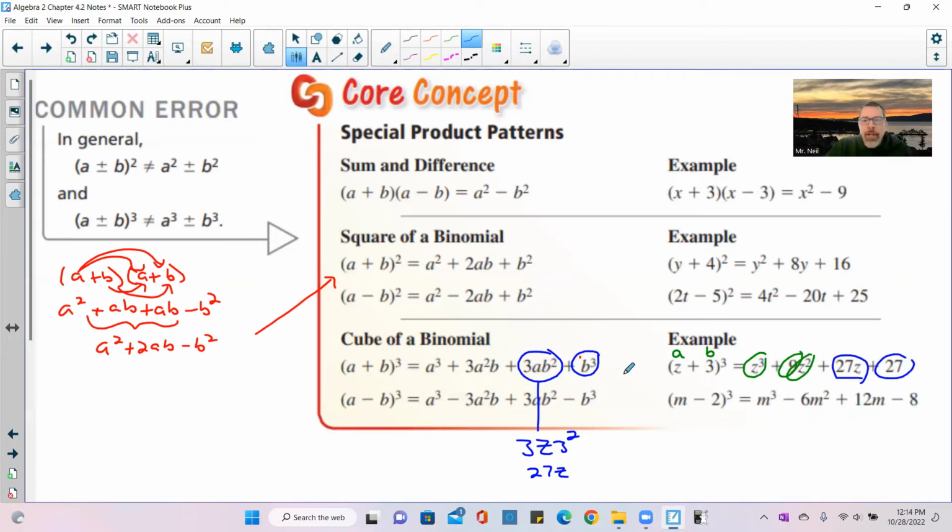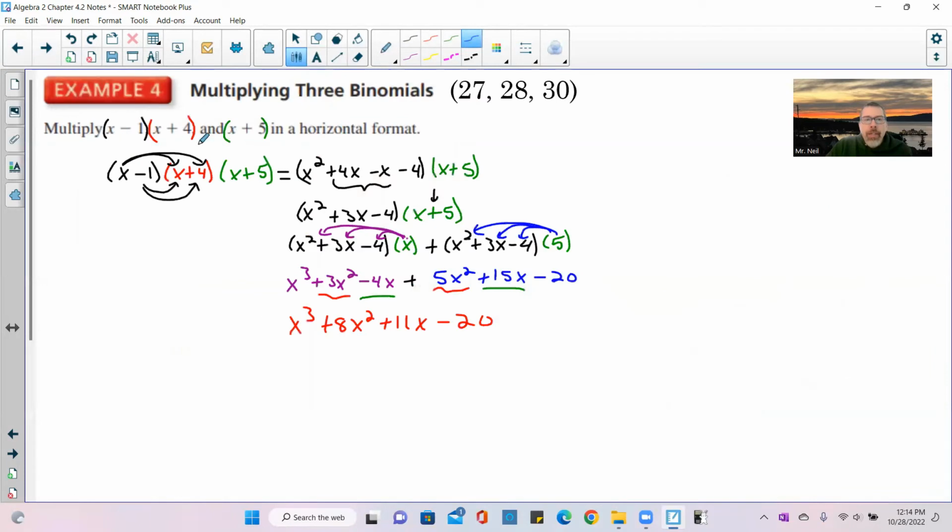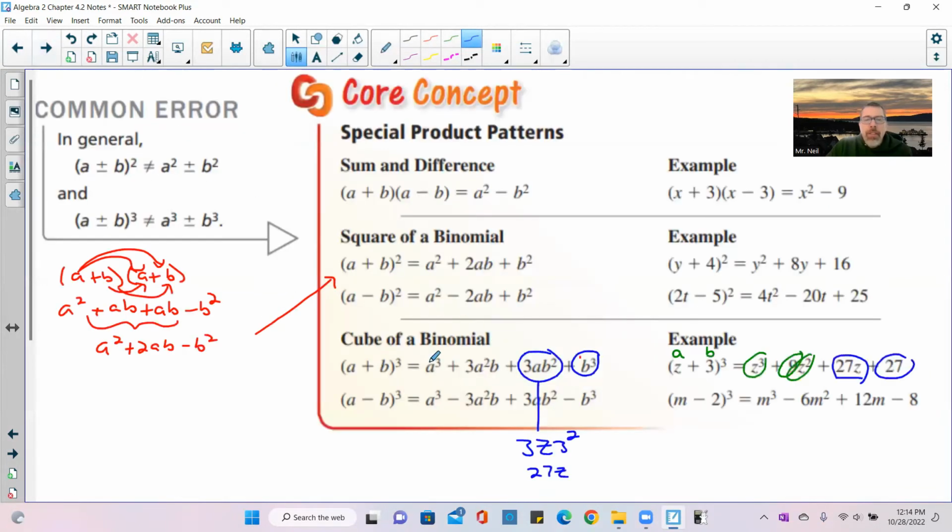If you do not memorize these, you'll just be forced to do what we did right here when we have the same value for all three. That's what cubing something is, multiplying the same thing by itself three times.